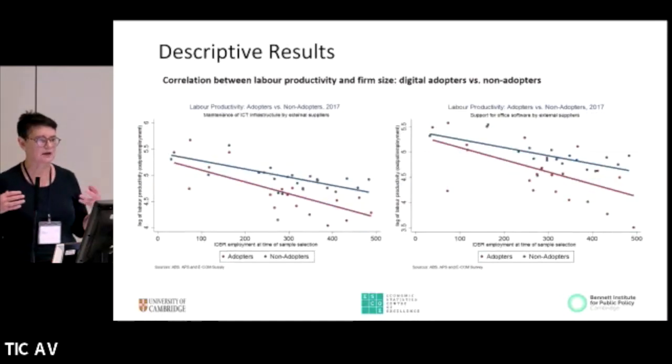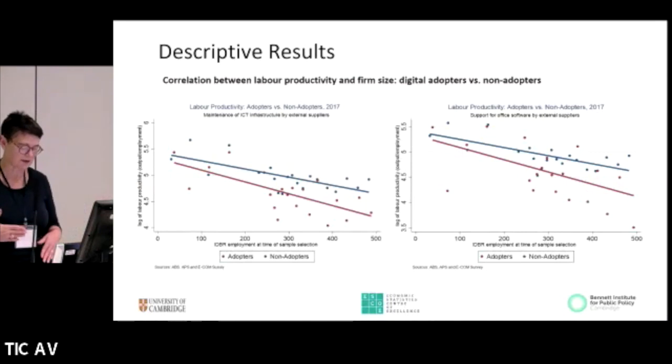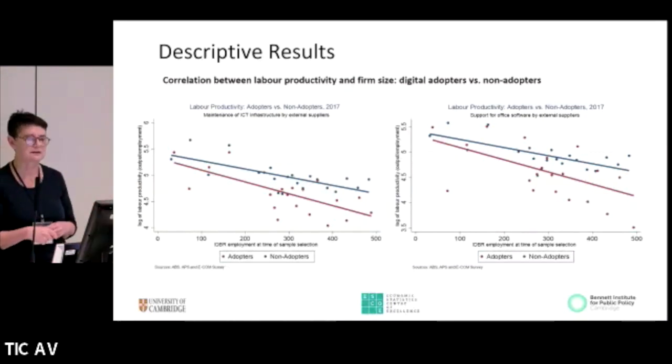And so here on the left, you get external suppliers to maintain your IT. And on the right, you get your external suppliers to support your office software. And here, the non-adopters have a higher level of productivity than the adopters. So this was a first surprise and something that we wanted to understand a bit better.